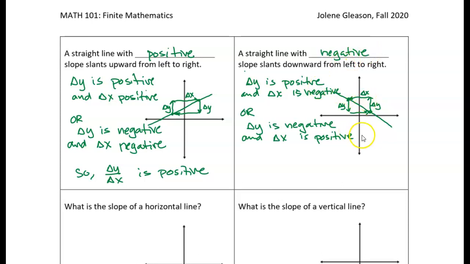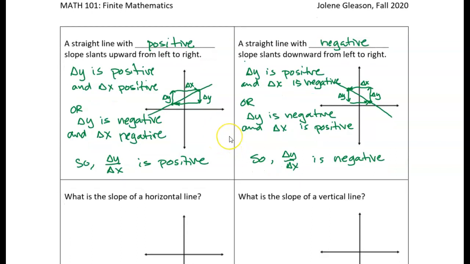So negative slope indicates that the line is going to be slanting down from left to right. Or if I have a line that's slanting down from left to right, I should expect a negative slope. All right. So delta y over delta x is negative. Okay. So slanting upward from left to right is a positive slope. Slanting downward from left to right is a negative slope.